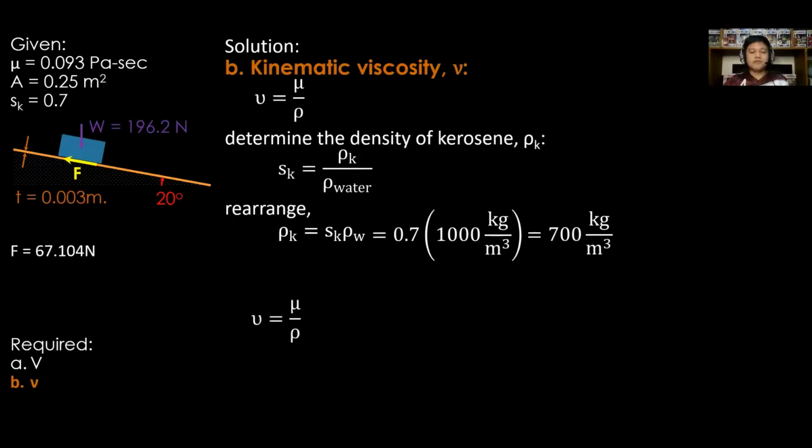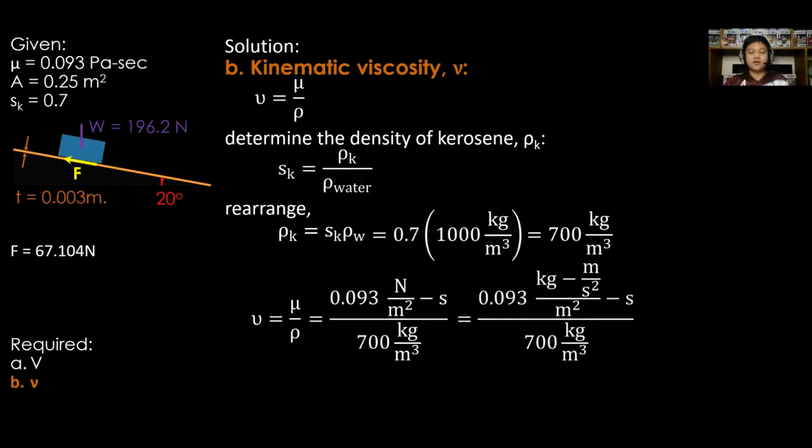And nu is equal to mu over rho. Thus, mu as given is 0.093 newton second per square meter over rho, that is 700 kilograms per cubic meter. If we expand the unit newton into kilogram meter per square second and cancel out all the units, we will have the value of nu, or kinematic viscosity, as 1.329 times 10 raised to negative 4 square meter per second.